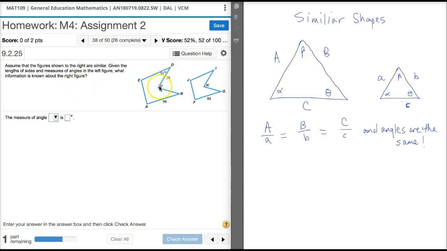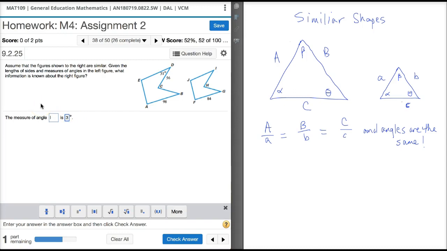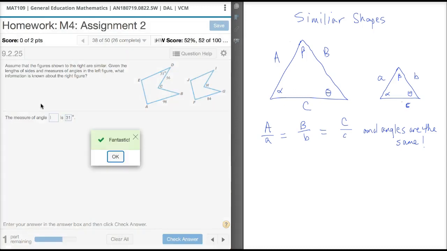what we do know based upon the information that's given, here we know that if this angle is 31 degrees, then this angle here is also 31 degrees. So that would be angle I. So in this case, out of all the angles, we definitely know information about angle I, and we know that it is 31 degrees.